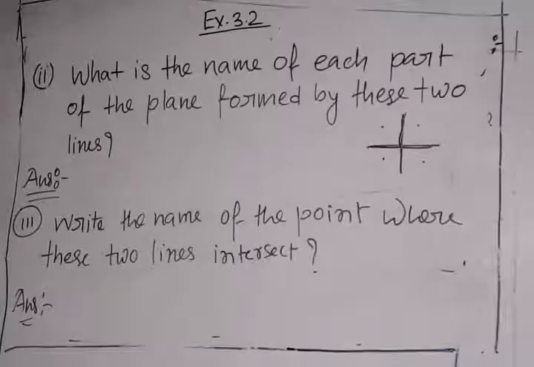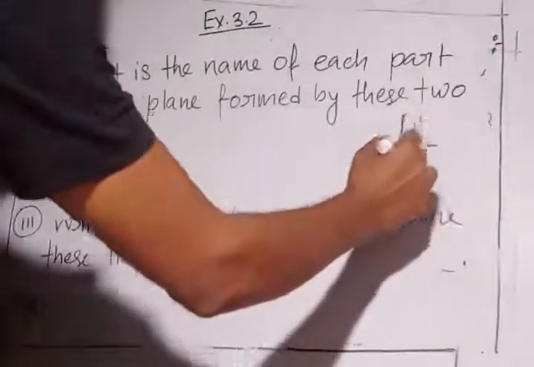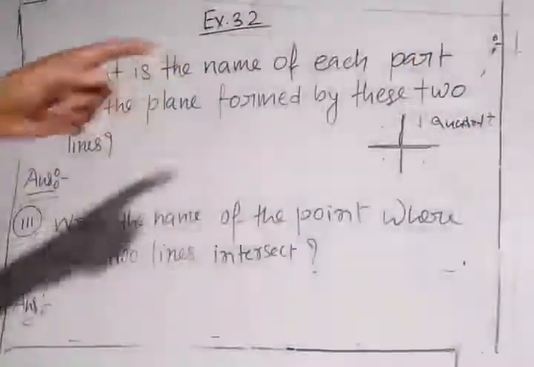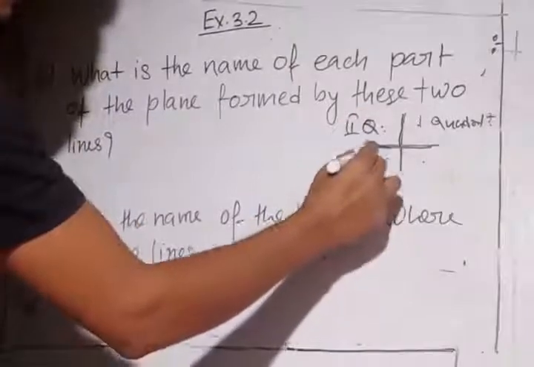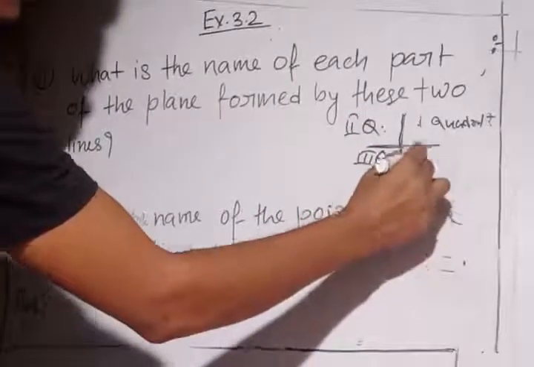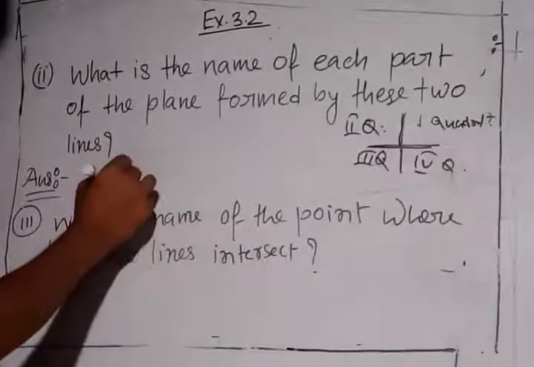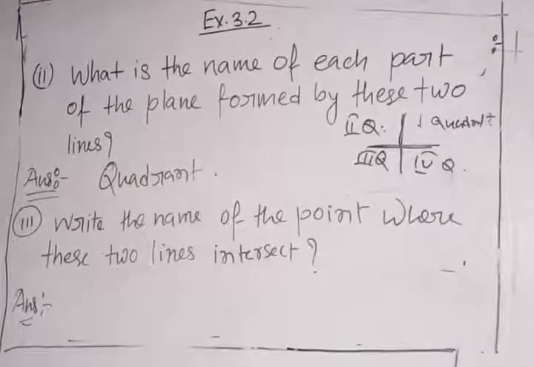We have discussed this one also in our introduction video, that the parts are called, this is called the first quadrant, the next one is called the second quadrant, this is our third quadrant, and this is our fourth quadrant. That means the name of the parts is quadrant. So you can write here quadrant.